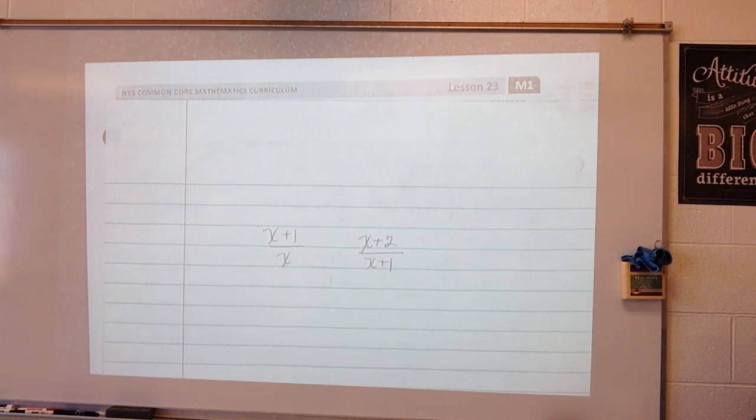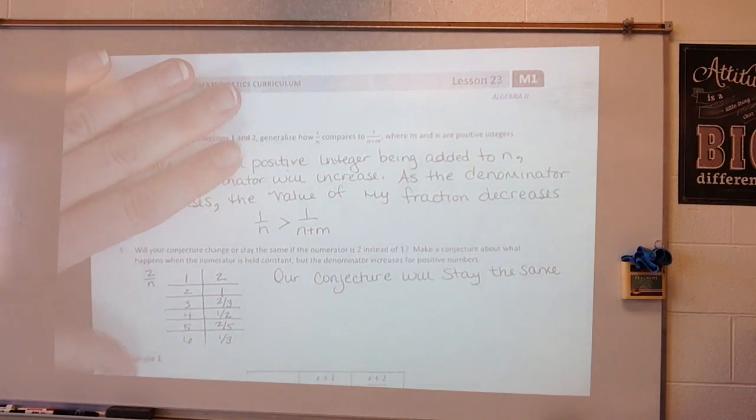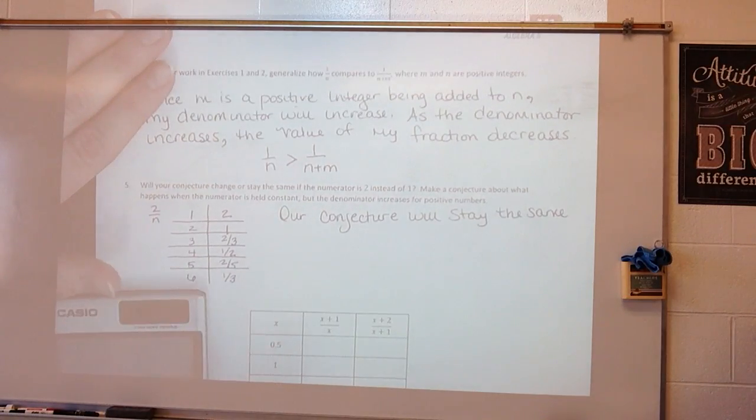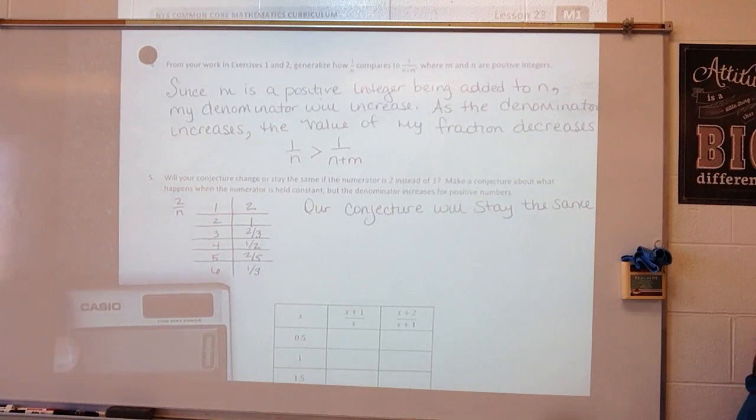You could do a table. You can find a common denominator. You can cross multiply. You can do a lot of different things. Alright, so I think the best thing would be to start with a table. Alright, so we're going to plug in values here. Now you probably will need a calculator for this because they can get a little crazy.